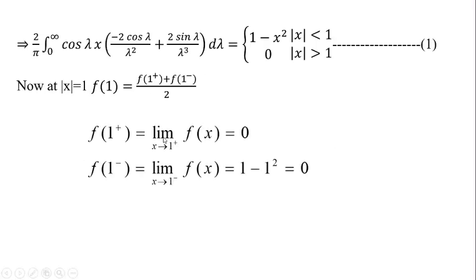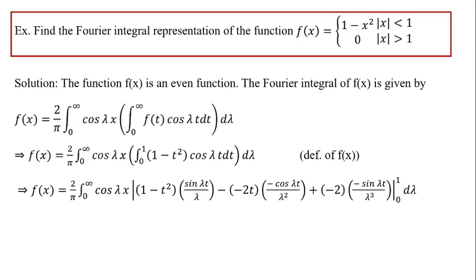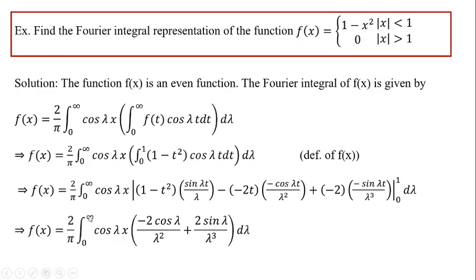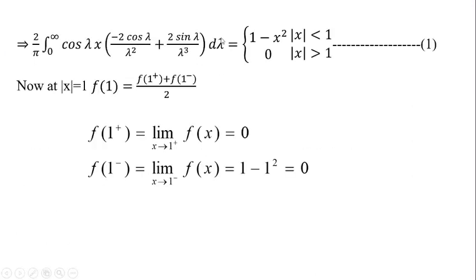So therefore, this is equal to f of x. We want to find out what it is, so substitute f of x over here. So this integral is equal to 1 minus x square for mod of x less than 1 and 0 for mod of x greater than 1. So here the point mod of x equal to 1 is the point of discontinuity. So we will find out what is the value of the function at this point of discontinuity. That is given by f of 1 is equal to f of 1 plus, plus the left hand side limit, and its mean, so that is upon 2.